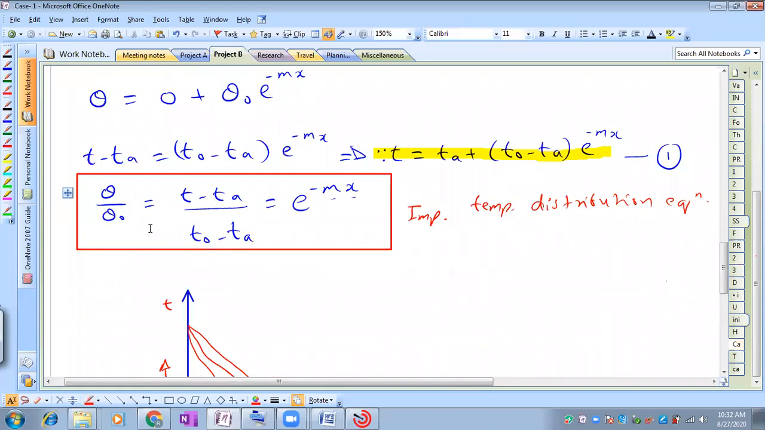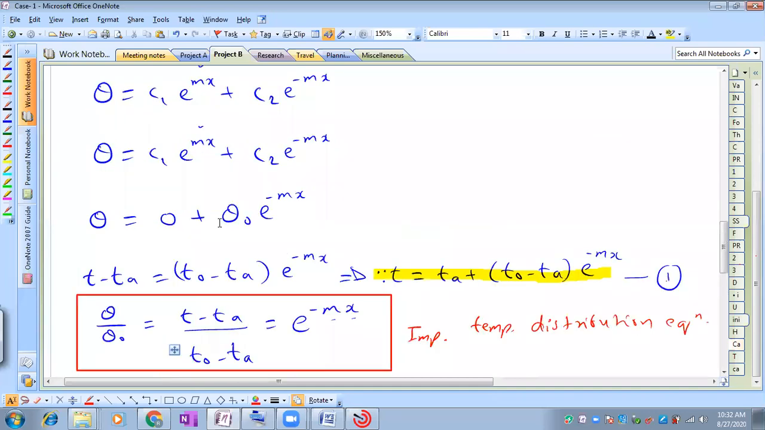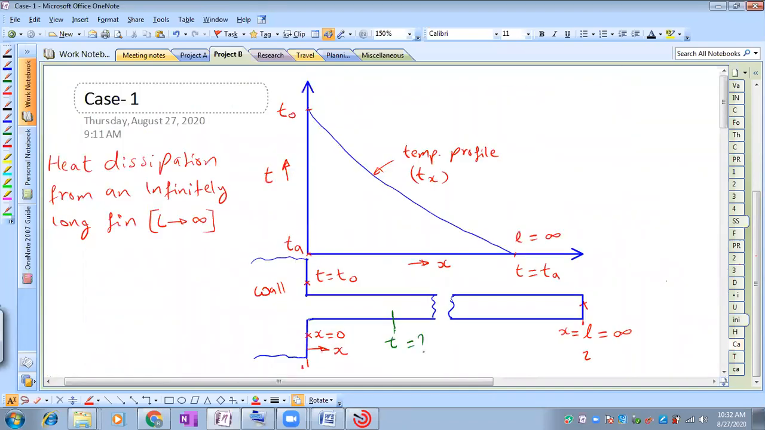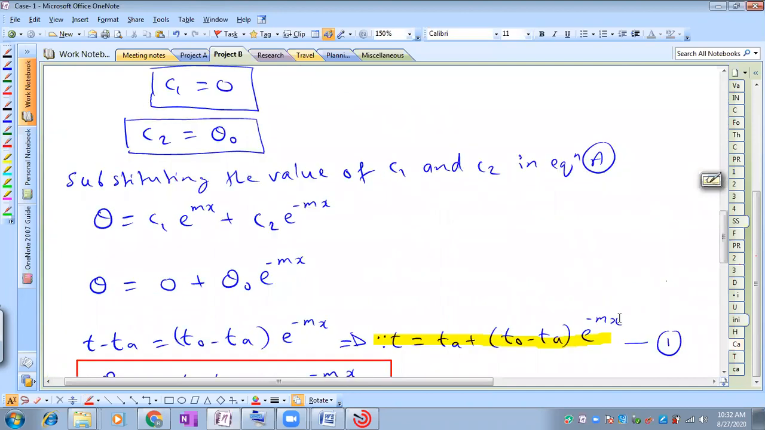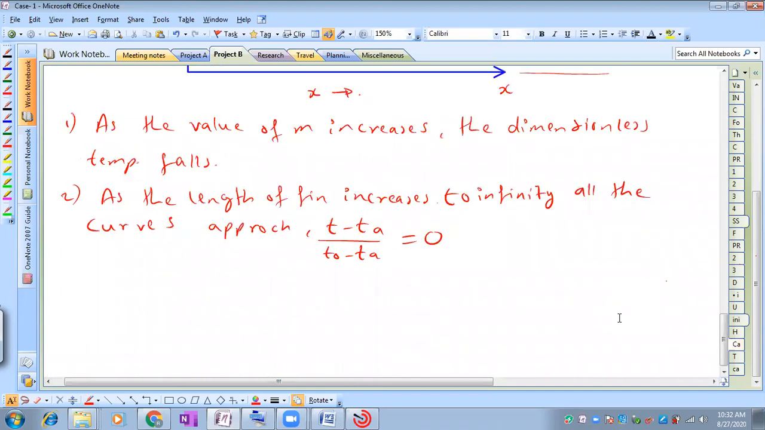So now what we require is to calculate the Q of fin. If I require to calculate the Q of fin, that is, the amount of heat flow, for a fin of infinite length, I require some expression. So how can we get that expression?